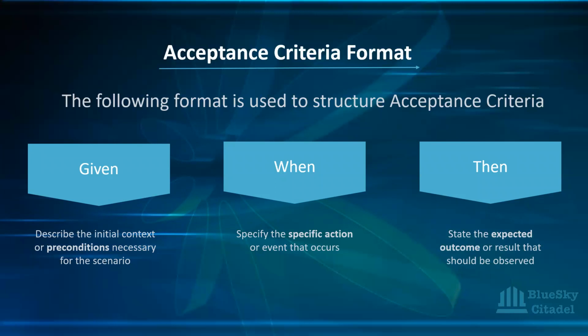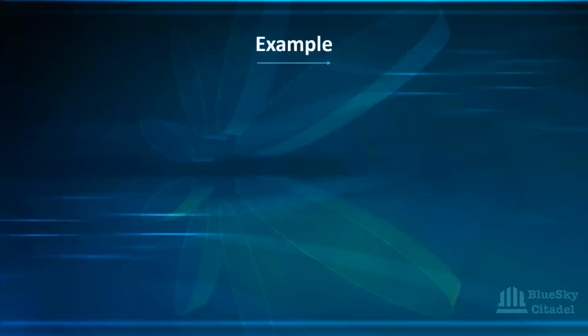That should be observed. Okay, so we're going to look at an example of that. But given, when, then. Given this precondition has happened, when this action takes place, then I want this to happen. This is the format that is used for acceptance criteria. So let's go back to the example that we looked at before.